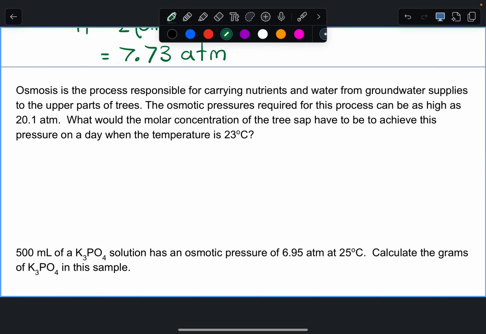So osmotic pressure required for transporting water to the top of a large tree, 20 atmospheres, okay? So it's pretty significant pressure. So they want to know in that case, what's the concentration of the tree sap? Now sap is basically sugar, so that means the i is 1 because it's a covalent compound. So go ahead and calculate the molar concentration that sugar solution would have to be in order to transport this up to the top of the tree.